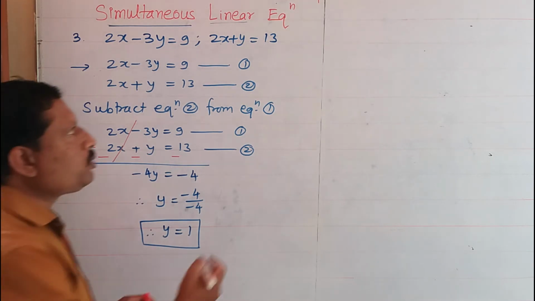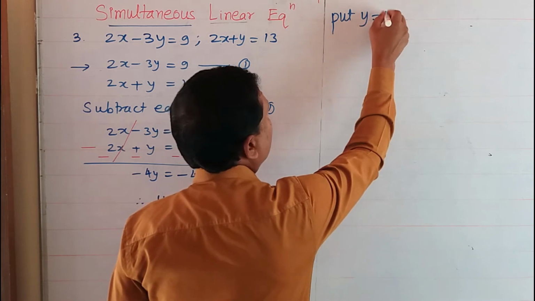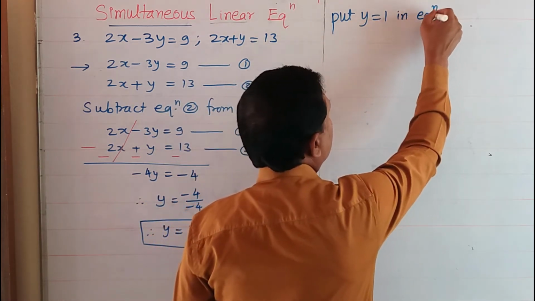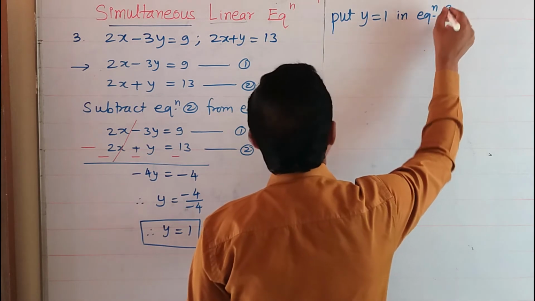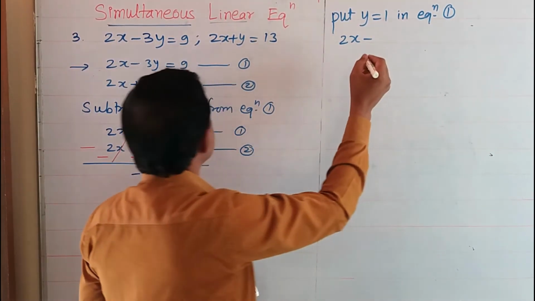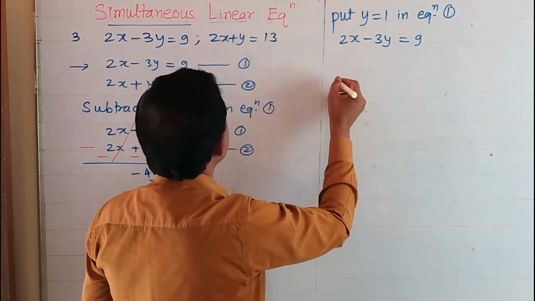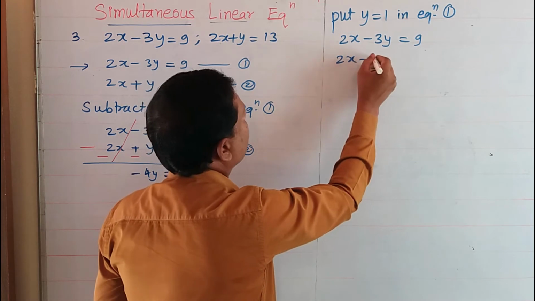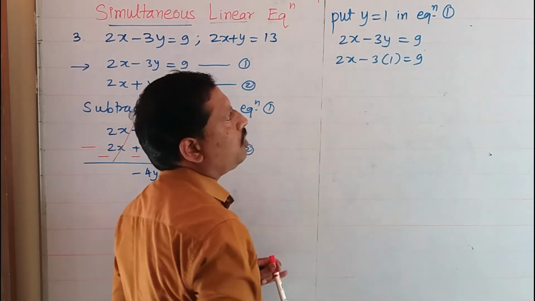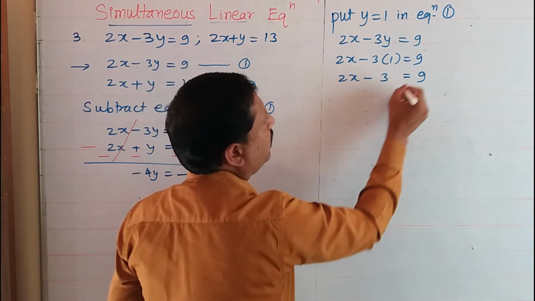Now substitute this value in equation number 1. Put y is equal to 1 in equation 1. Write down equation 1 again: 2x minus 3y is equal to 9. Substitute the value of y here. So 2x minus 3 in bracket 1 is equal to 9. Simplify and find the value of x. So 2x minus 3 is equal to 9.